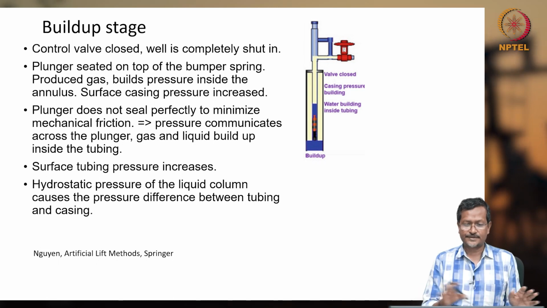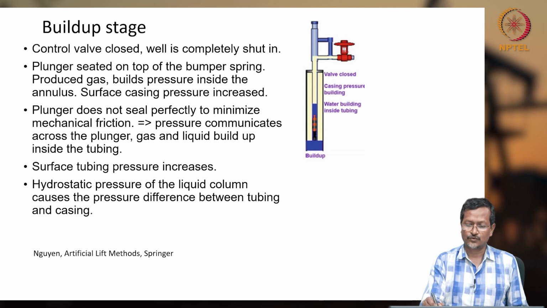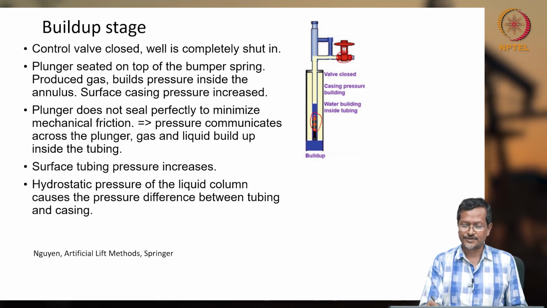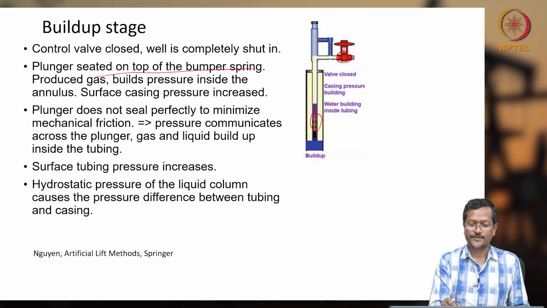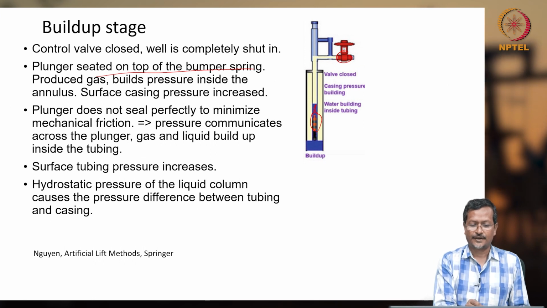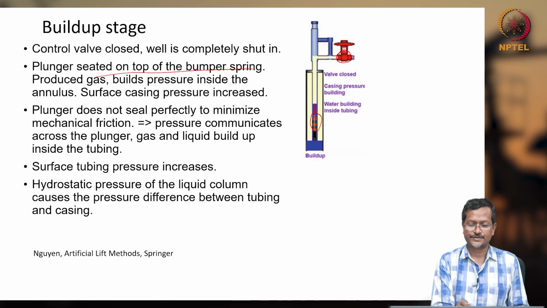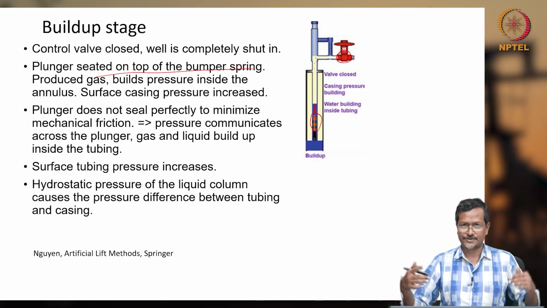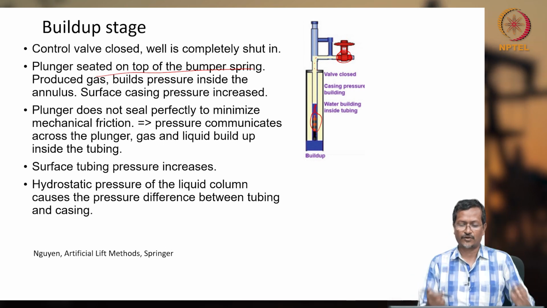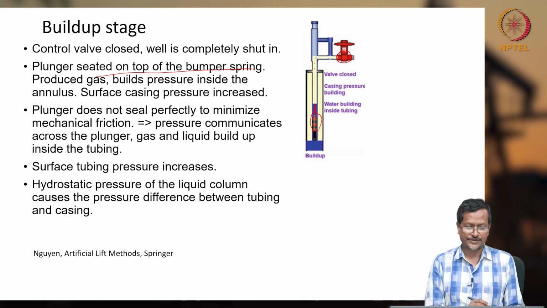So, whatever I explained, the same thing is written here. Initially the control valve is closed and your plunger is here, the liquid column is being built up, and the plunger is seated on top of the bumper spring. Gas production will be lower because the shut-in valve is closed. Surface casing pressure increases. All the pressure will be increasing because the reservoir is pushing everything, all the fluid in the wellbore. So, surface tubing pressure is also increasing.